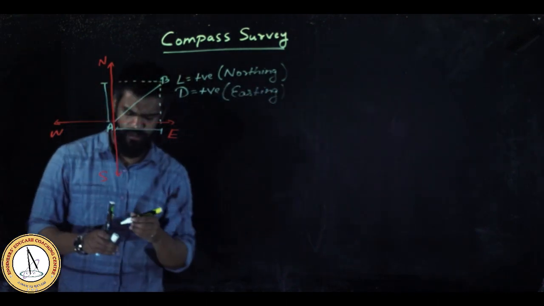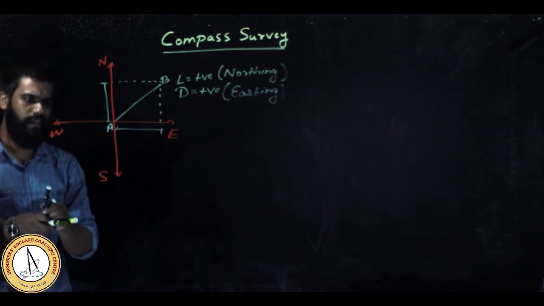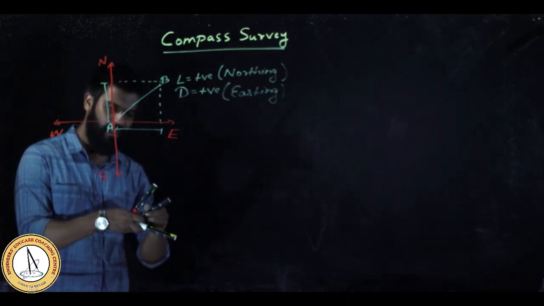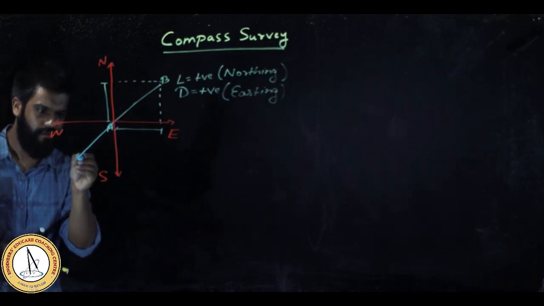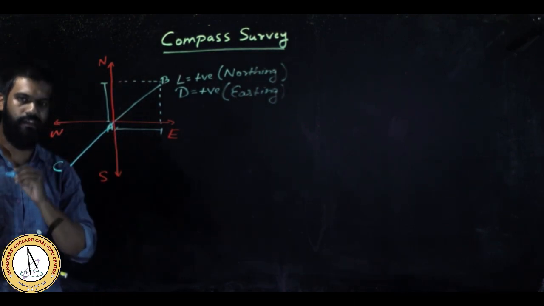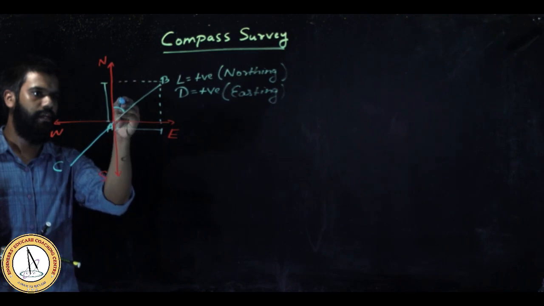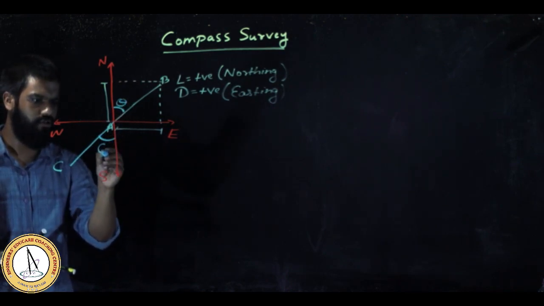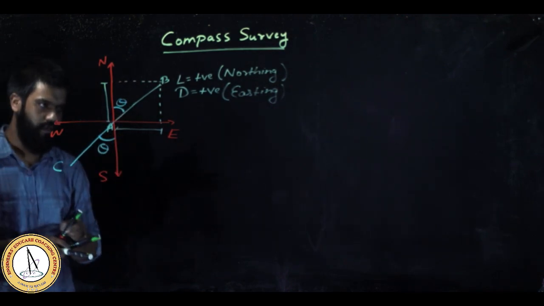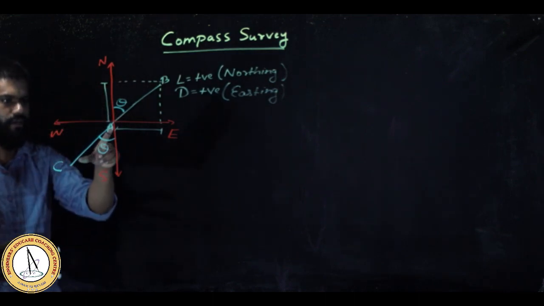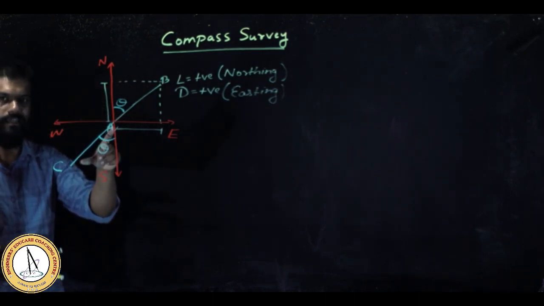Similarly, let's take another example. I can consider another line, let's say this is AC. This is also a survey line. This is angle theta, and this one is also angle theta. So here, if I want to find the latitude of this survey line AC, what will I do?